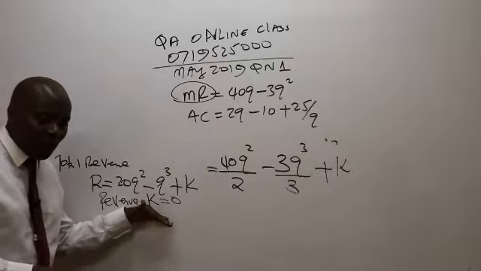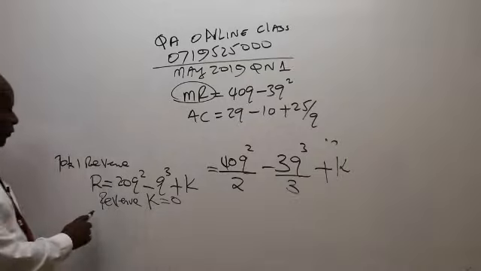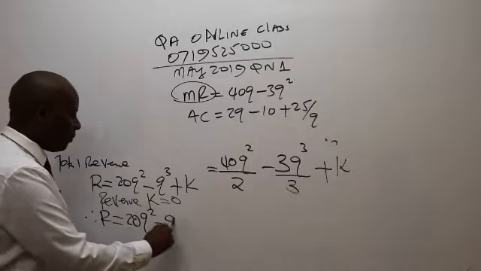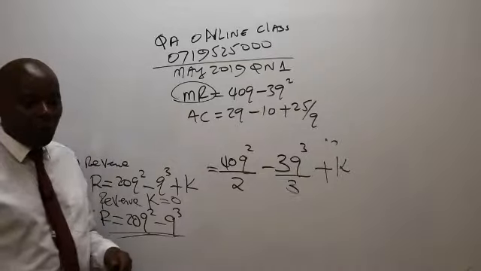Ladies and gentlemen, I would want to emphasize this, that for revenue, k will always be equal to 0. And therefore, our total revenue will be 20q squared minus q cubed, like that.